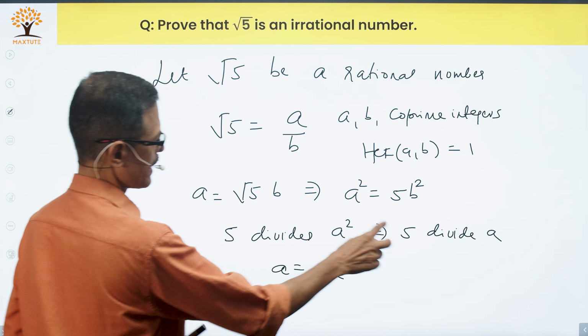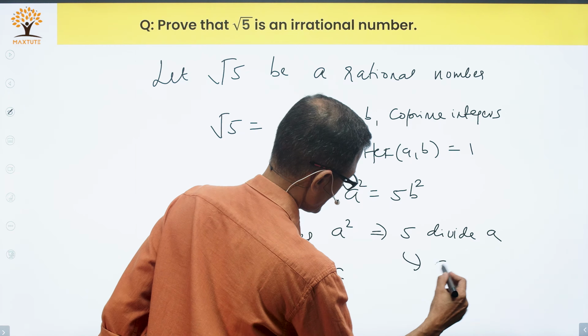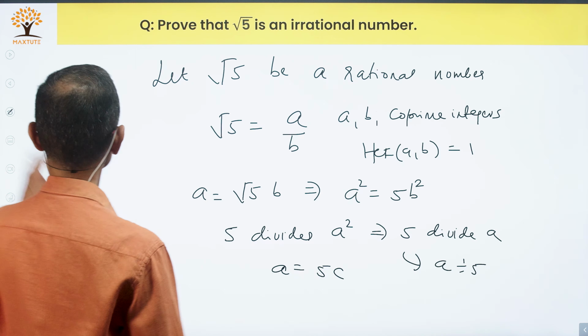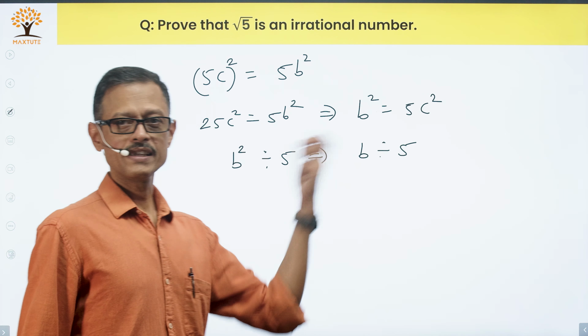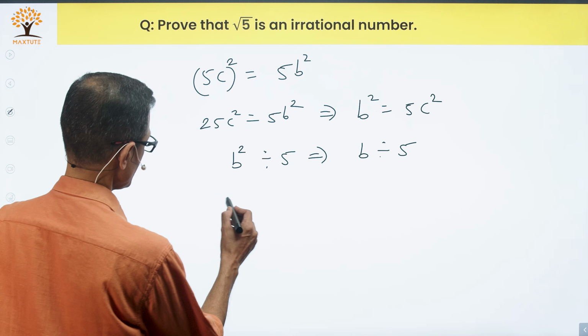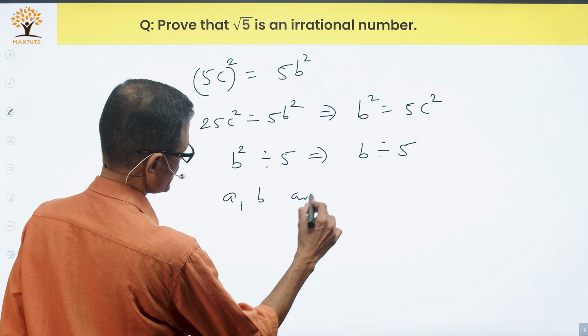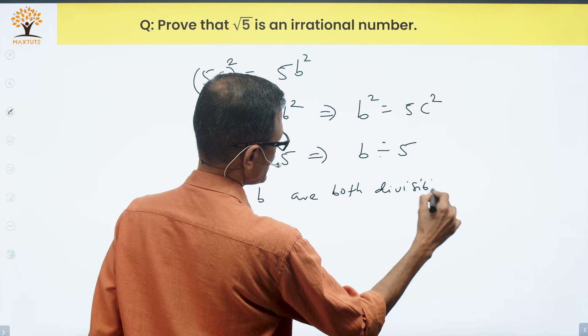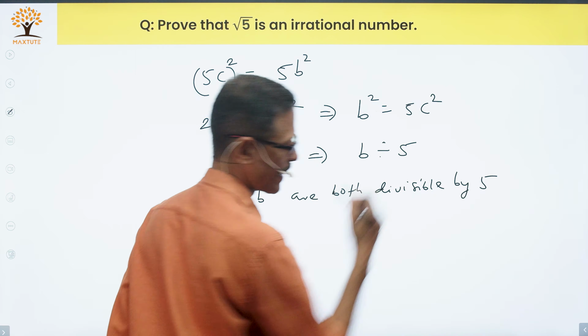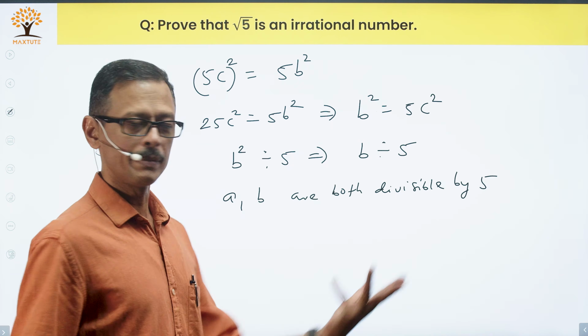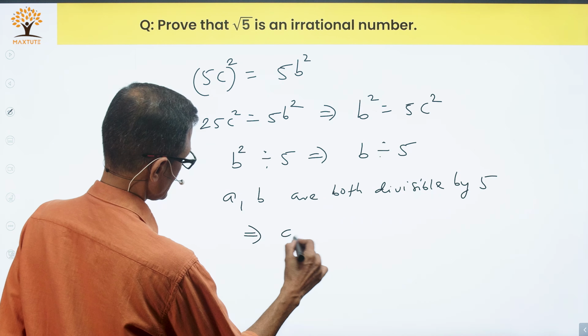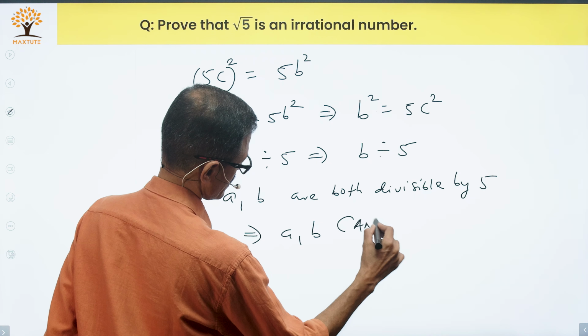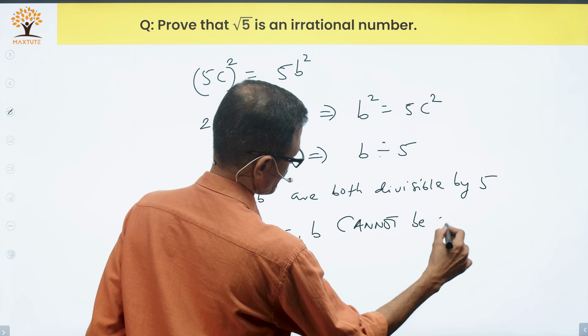Go back to what we have here. We realize that 5 divides a, essentially meaning that a is divisible by 5. We have established that b is divisible by 5, which means that a and b are both divisible by 5. If a and b are both divisible by 5, then a and b cannot be co-prime.